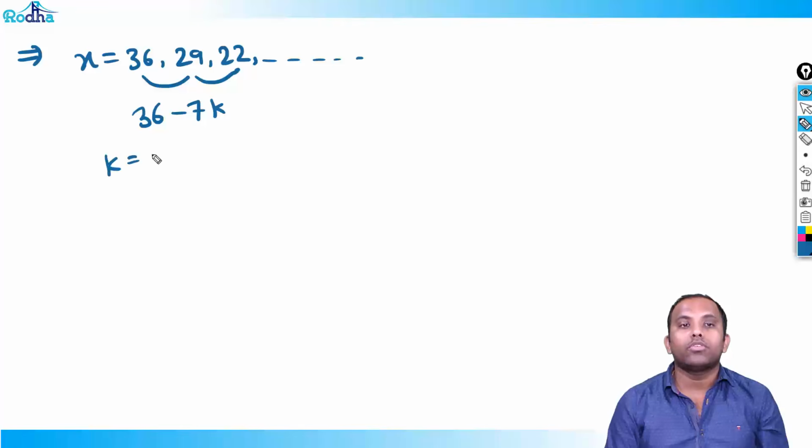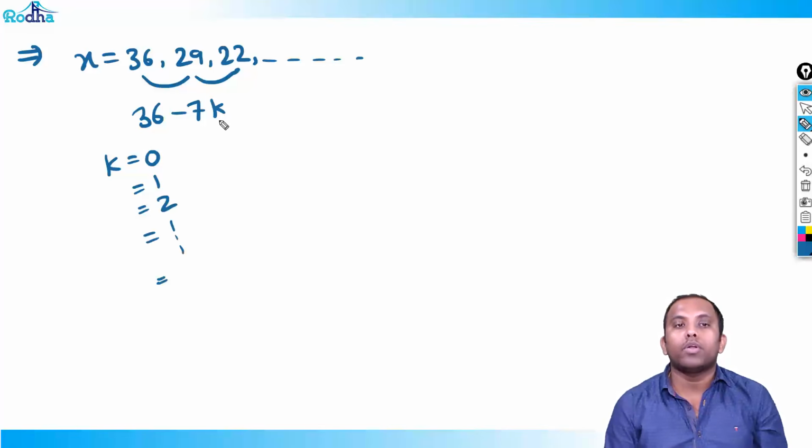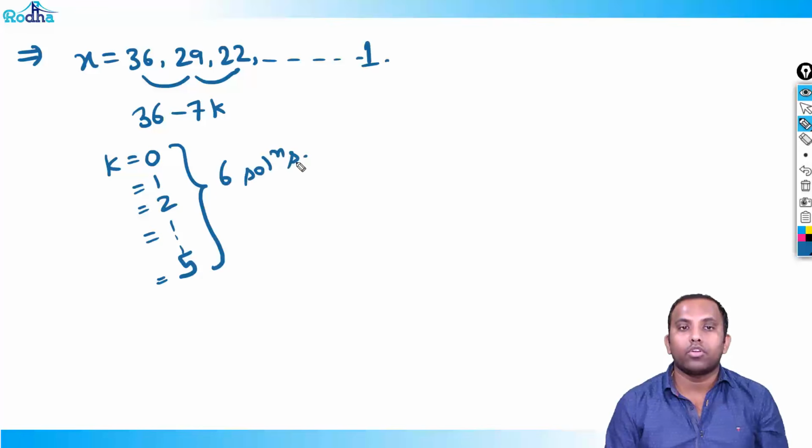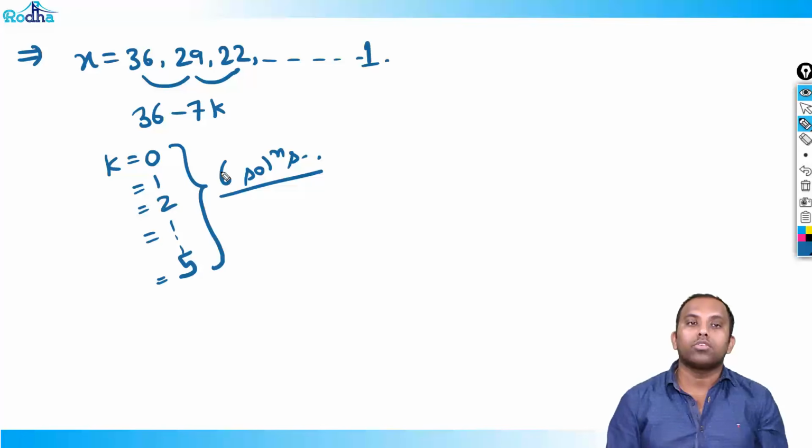For k equal to 0, I'll get 36. Now, k equal to 0, k equal to 1, k equal to 2, at what value of k will it finish? You can observe that at k equal to 5, this will be 1. So k equal to 0 to 5, there are 6 solutions. 6 is the answer. We can count like this also.